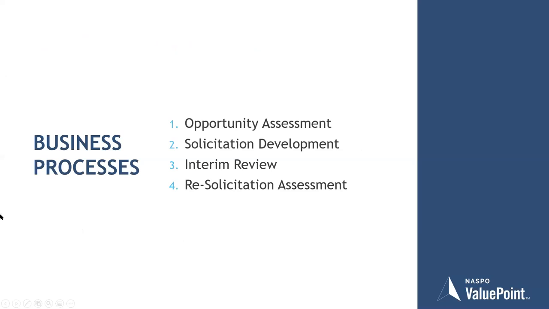We looked at this through 4 business processes that were important for our cooperative contracts. The first was the opportunity assessment. When an idea comes to us, how do we evaluate that? If it passes that test, how do we develop a successful solicitation? After it becomes a contract vehicle, how do we review that in the interim to check its status and make sure that it's achieving the goals that we set out? And then, of course, at the end of its term, how do we evaluate its resolicitation potential?